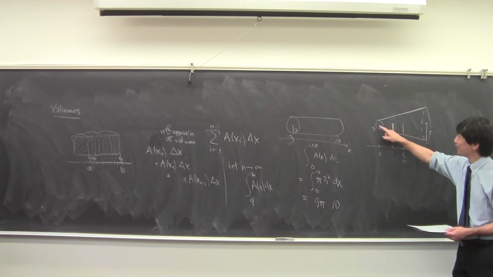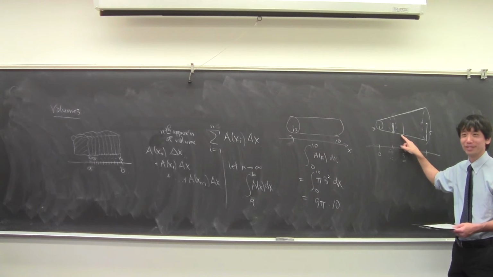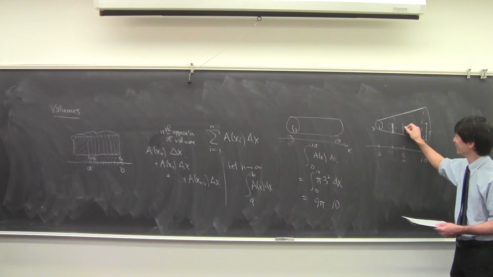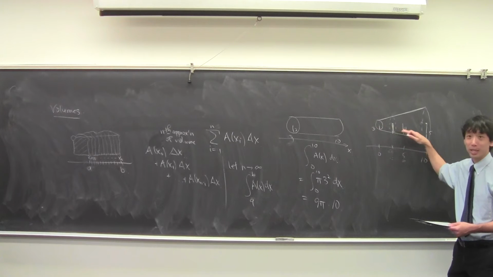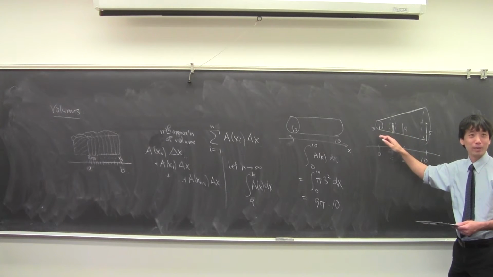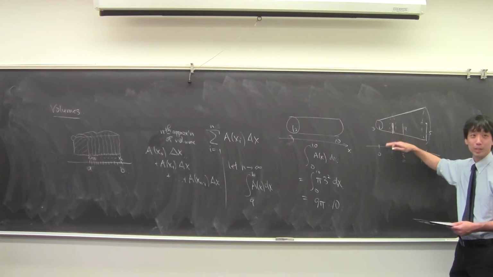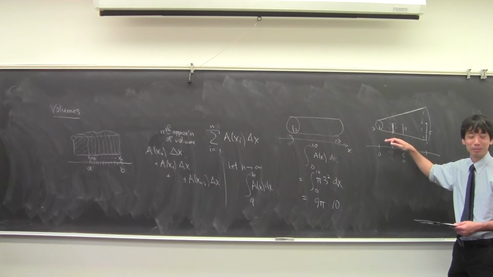The radius here is 3, the radius here is 5. What's the radius in the middle? 4. 4, right? Okay, the radius is increasing linearly, it's a line, right? What's the rate of increase? Well, in 10 units, it's increased by 2, right? The slope of this line is?